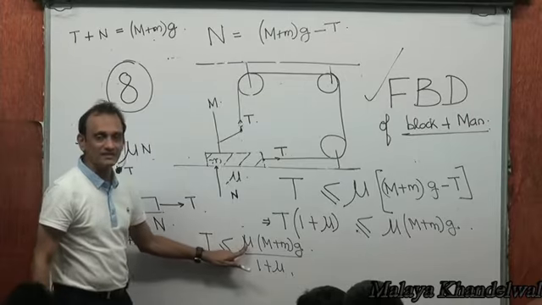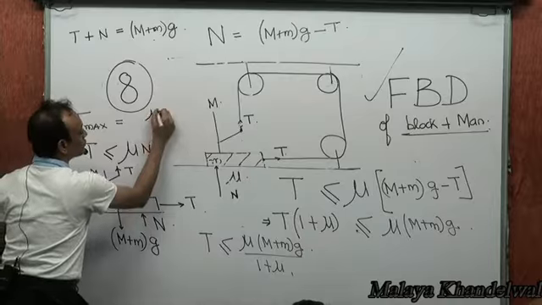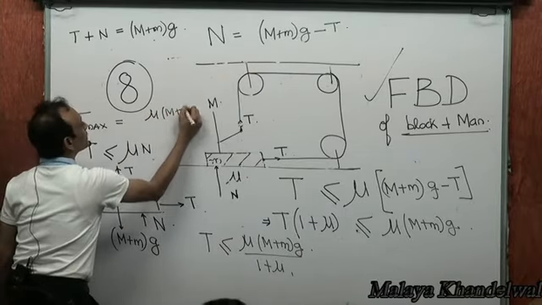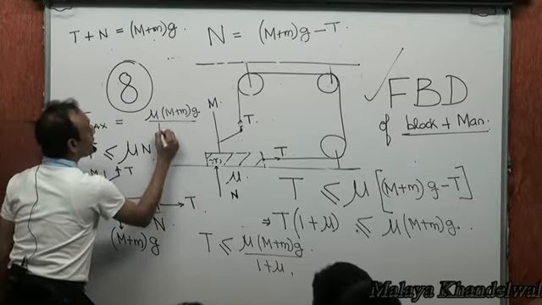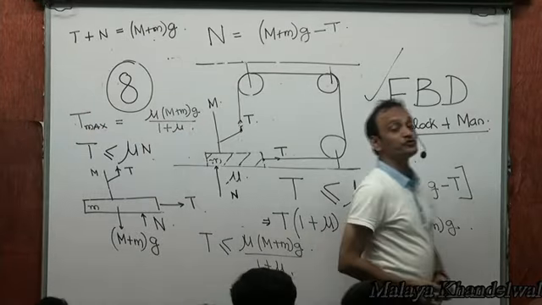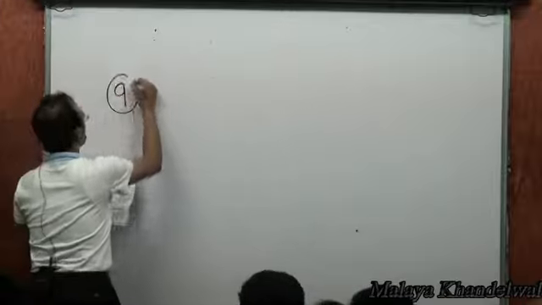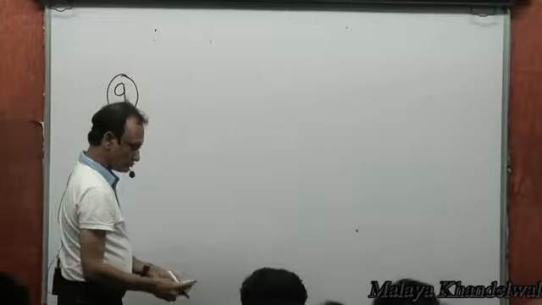That means what is T max? T less than or equal to this? That means T max must be this number. Since T is less than or equal to this, T max must be mu into M plus small m into g divided by 1 plus mu. That's the maximum permissible value of T for which the board is not going to slip on the ground. All right.